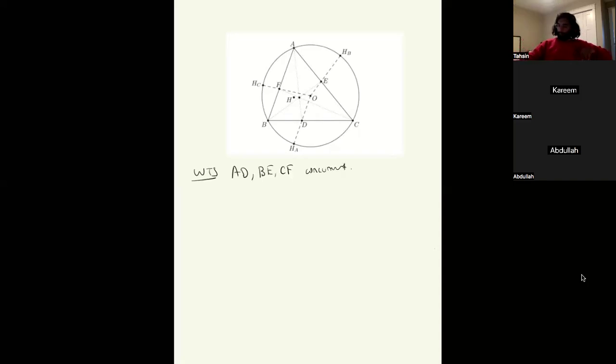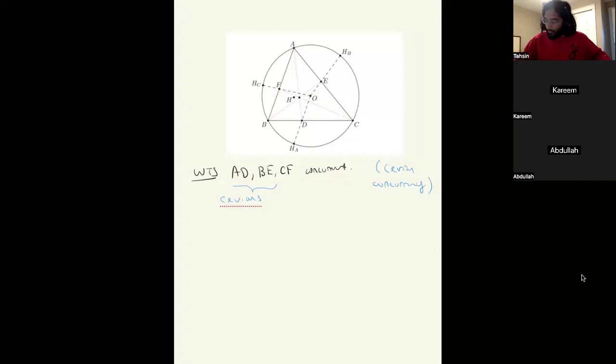Whenever you have this kind of concurrency, these are called Cevians. So we're trying to show some kind of Cevian concurrency. Almost always what you want to use is Ceva's theorem, right?